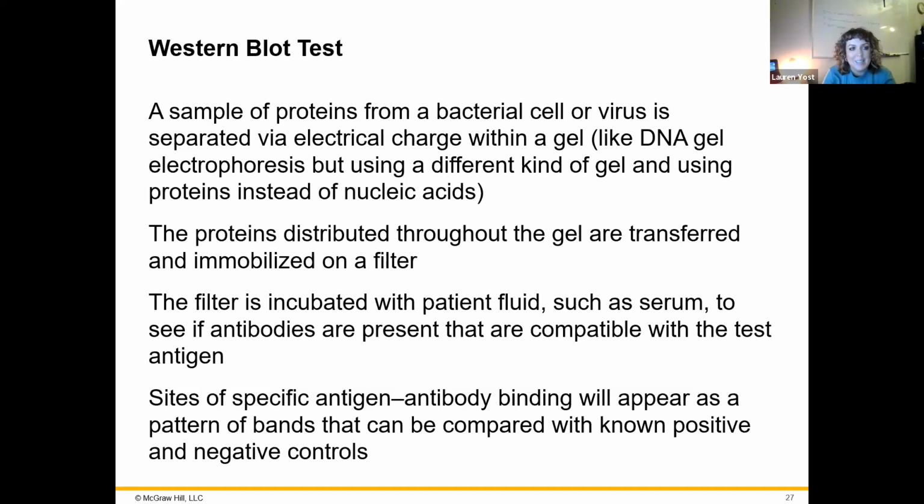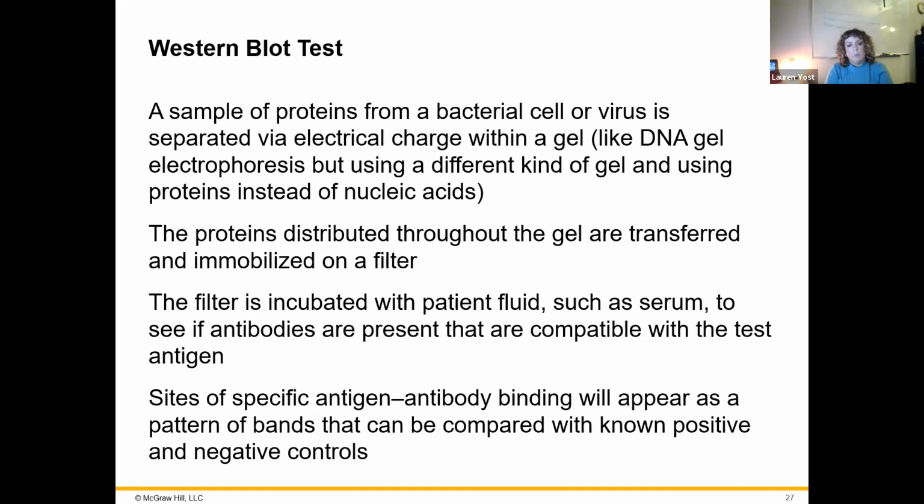Another immunological based test we have is the Western blot. Samples of proteins from a bacterial cell or virus, we will run them out on a gel, just like DNA gel electrophoresis. The smaller things move faster, the bigger ones stay up at the top. And we're looking at proteins and not nucleic acids. Then we will move the proteins out of the gel using more electricity in a different direction onto a little piece of paper. It's not paper, it's nitrocellulose, but it looks like paper. It's a special membrane. And then we will expose it to the patient's sample, like serum or something like that.